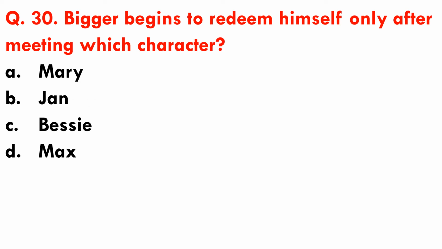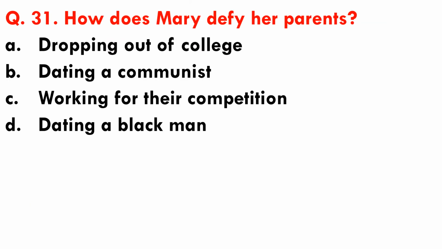Question number 30. Bigger begins to redeem himself only after meeting which character? Options are A, Mary, B, Jan, C, Bessie, D, Max. So here the correct answer is Max. Bigger begins to redeem himself only after meeting Max. Option D is the correct answer.